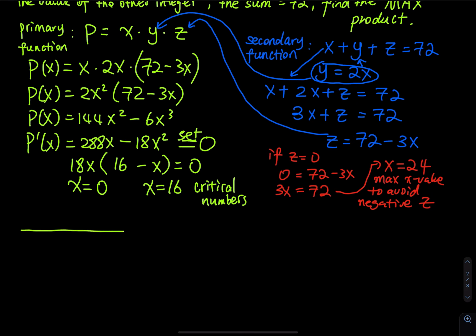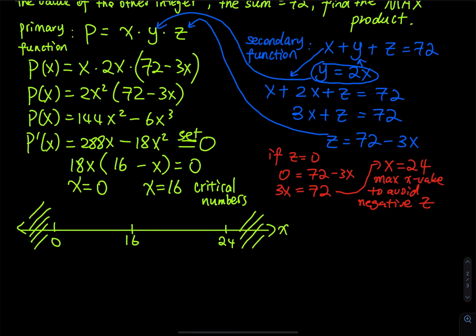I'm going to draw a number line. I am going to do a 0. We have to block this off because we do not consider negative. And then we have a 16, and then the highest we can go is a 24, and then we block the rest off. And then this is about x. So we have to test 0 to 16, and then test 16 to 24. And then test something easy. So how about x equals 1, x equals 17?